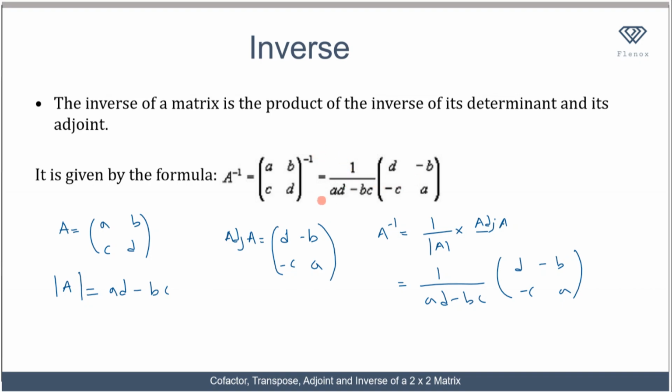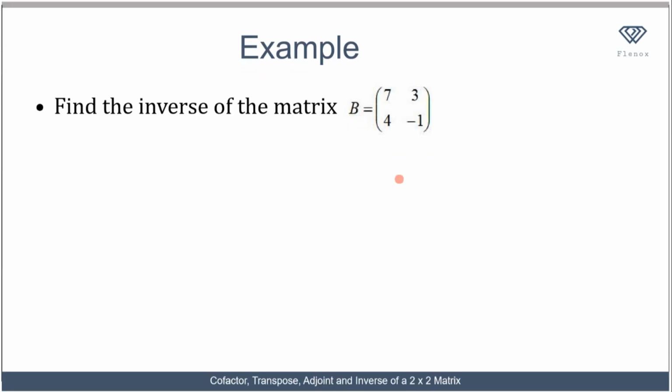Again, it will be very useful if you memorize or understand this formula so that you can easily and quickly solve questions. So let's look at an example. Here we are told to find the inverse of the matrix. You know that the inverse of a matrix B is equal to 1 over the determinant of the matrix times the adjoint of the matrix.